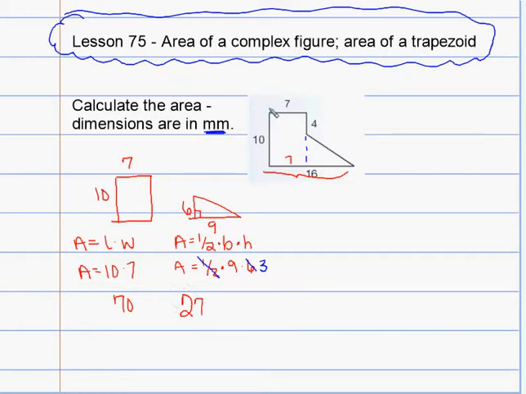Now I have an area of a rectangle and the area of a triangle that will combine to make my entire shape. So I need to add them together. So 70 plus 27 is going to be 97. I need to label it appropriately. It's millimeters and it's area, so it's squared.